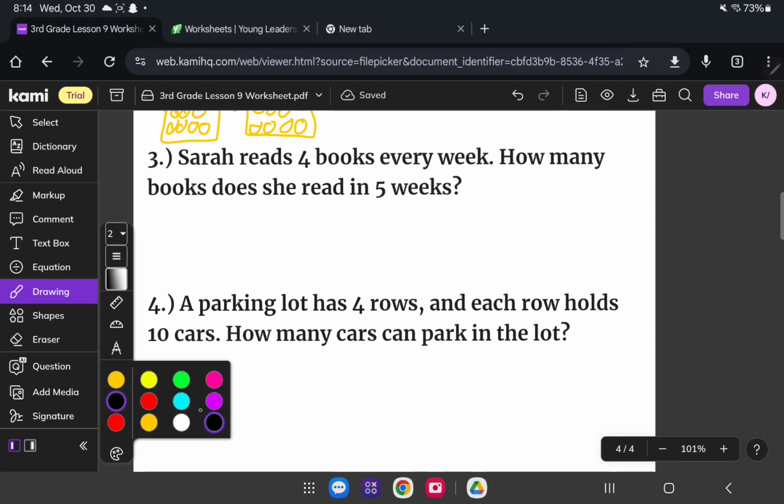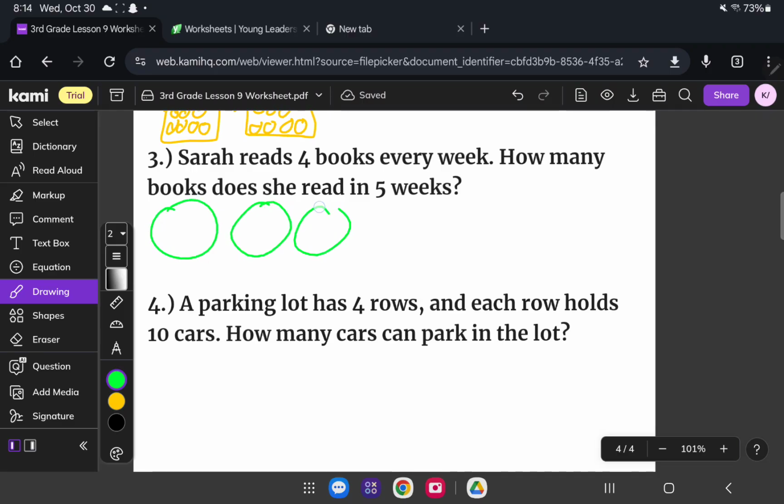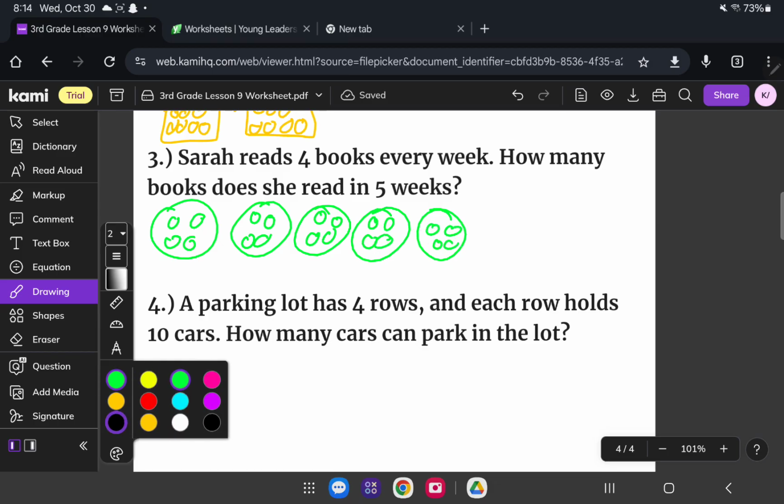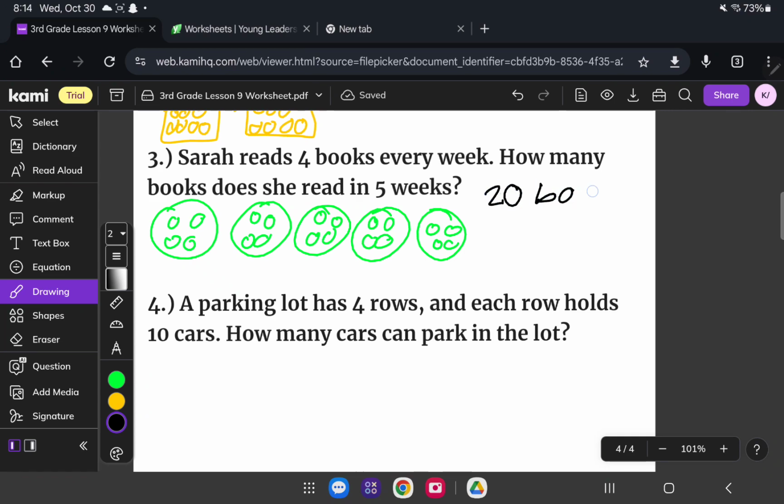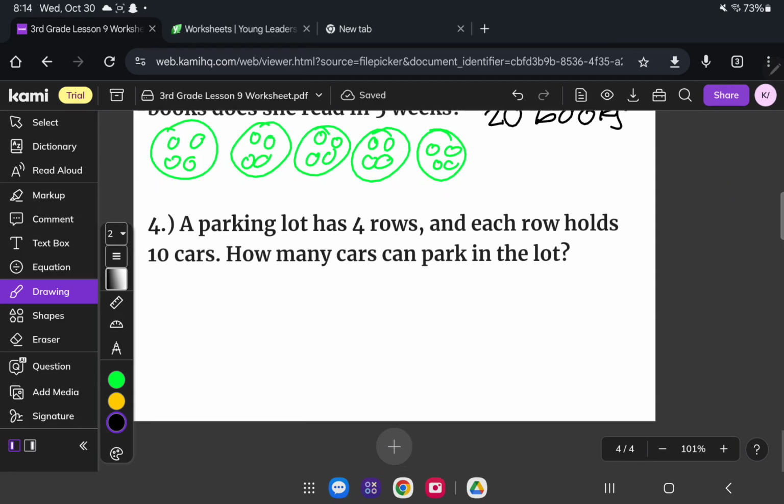Sarah reads 4 books every week. How many books does she read in 5 weeks? So we can group this up in weeks. So 1 week, 2 weeks, 3 weeks, 4 weeks, 5 weeks. And she reads 4 books every week. So 1, 2, 3, 4. And we just fill it up with 4 in each week. And if we count it up, she reads 20 books in 5 weeks.